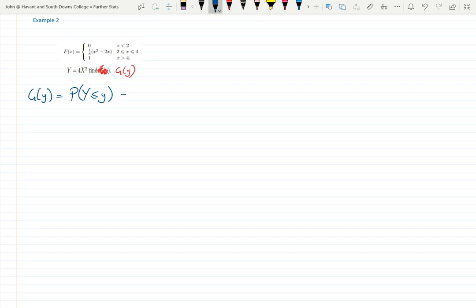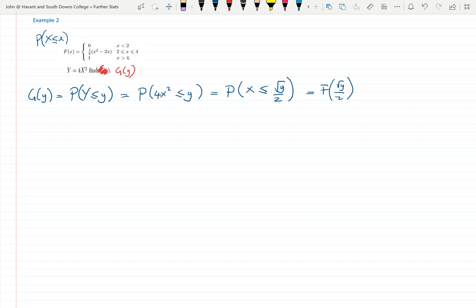Now that's equal to the probability that capital Y, which is 4x squared, is less than or equal to y. And now we need to refer it back to x, so that's x less than or equal to the square root of y over 2, which is precisely because this thing here gives us the probability that capital X is less than or equal to x. So that is going to be f of square root of y over 2. I'm going to replace x with the square root of y over 2 in everything here, including the inequality. So I have g of y, which is the same as f of the square root of y over 2.